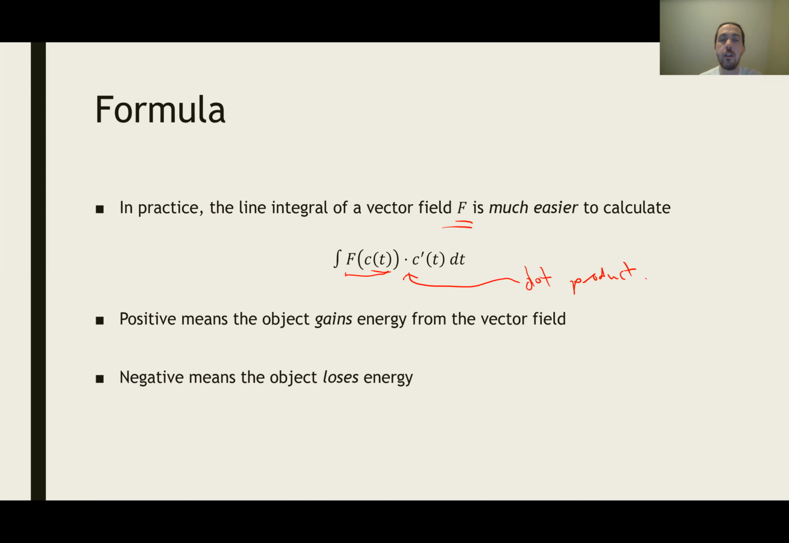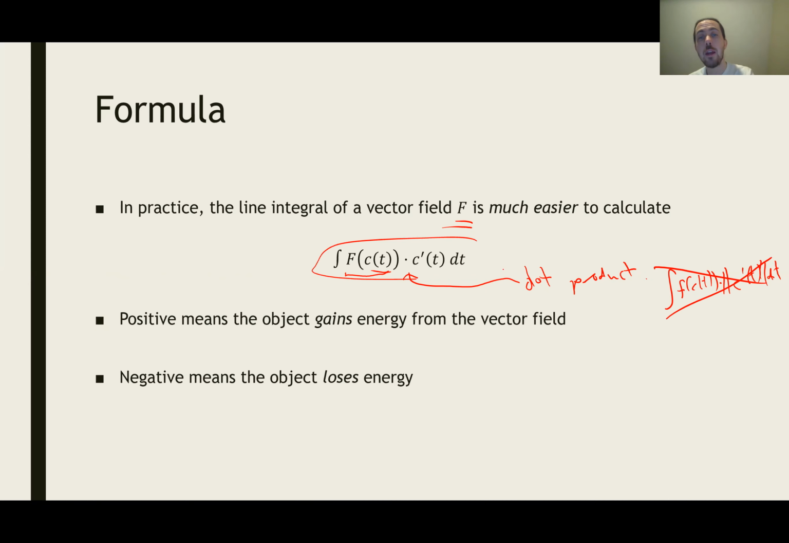to calculate. In particular, when we had the other type of integral, the path integrals, we would be integrating f of c of t times the length of c prime of t dt, the speed, and that always involved some kind of square root of sum of squares thing. That's not happening here. We're just taking a dot product.